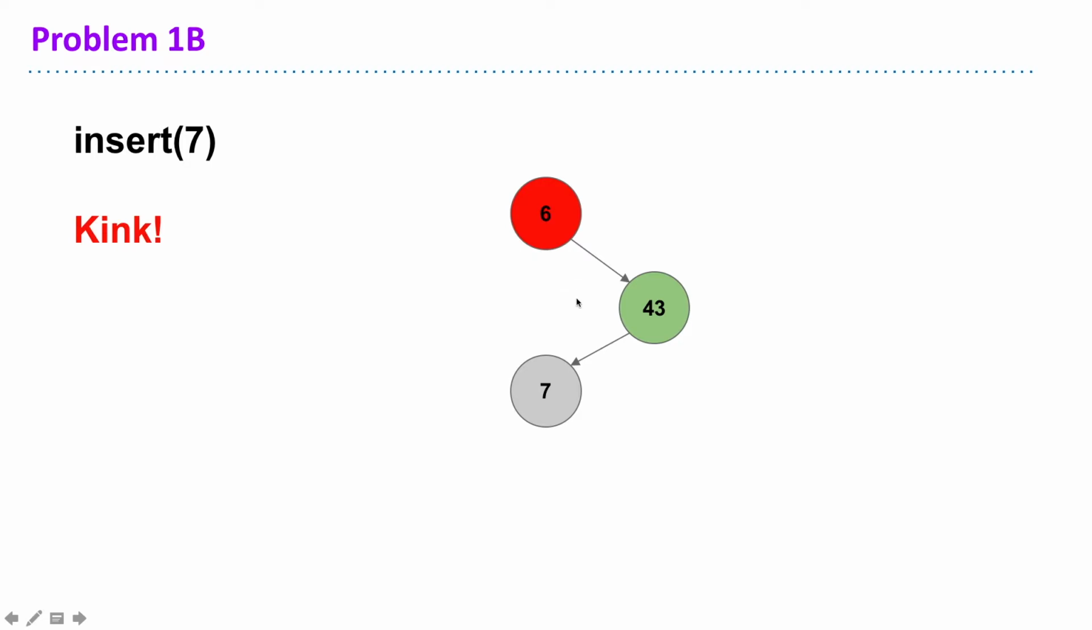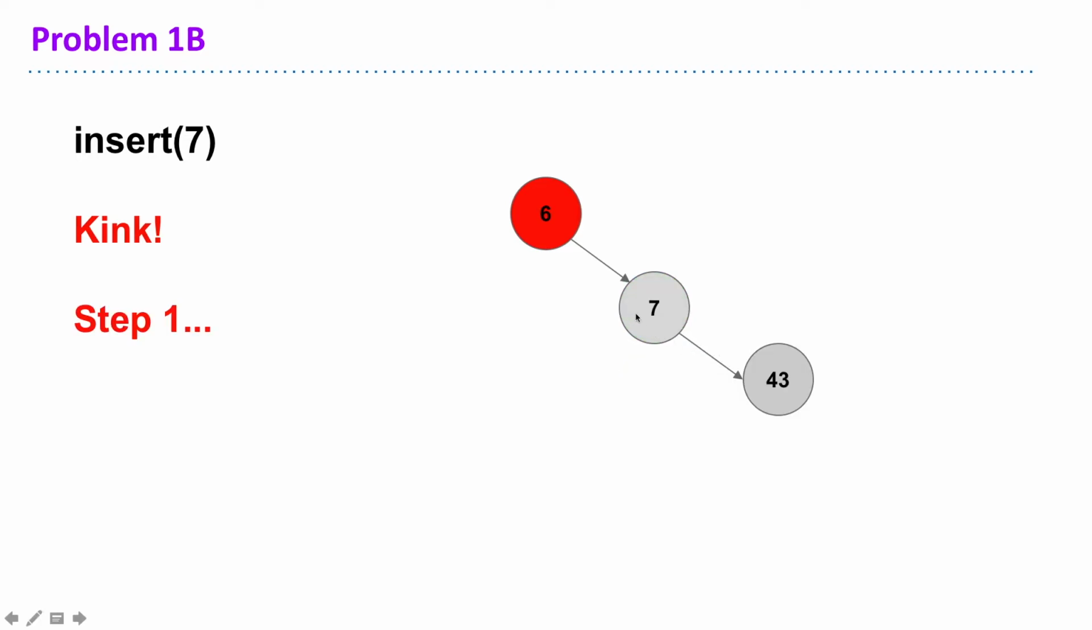So this is a kink case because 7 was inserted to the left of 43, which is 6's right child. So this means that we'll have to first do a right rotation on 43, and then we'll do a left rotation on 6 later. So remember, for a right rotation, we're going to bring up the 7 to where 43 is, and 43 is going to become the right child of 7.